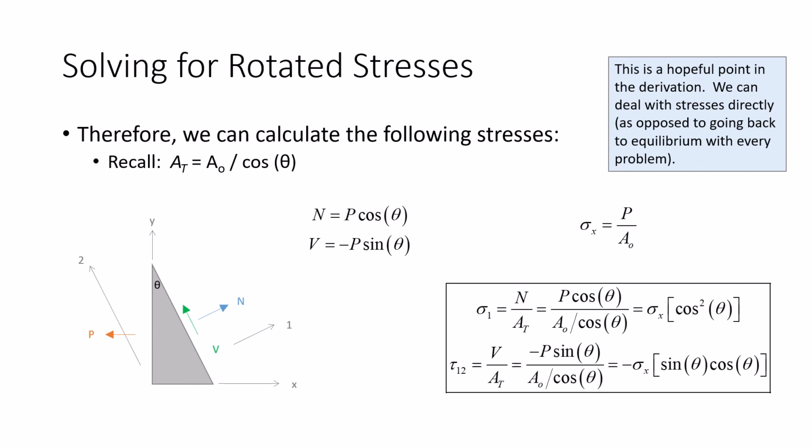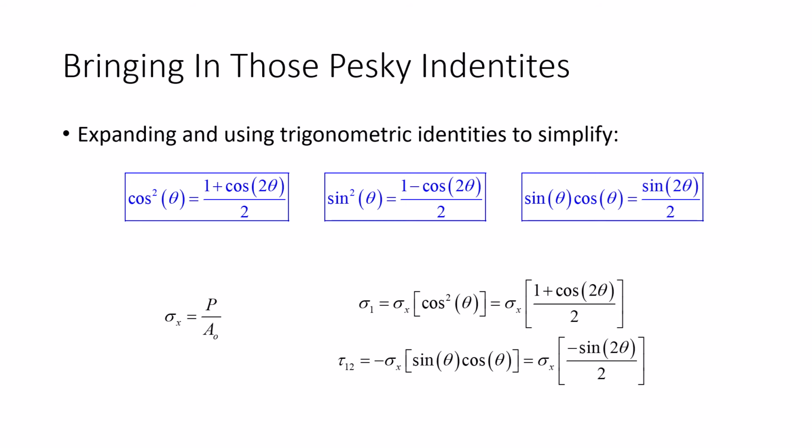Now this is a very hopeful point in the derivation, because I'm basically saying at this point that I can deal with stresses directly, but from here on out, I shouldn't need to go back to equilibrium every time I do a stress transformation, because I have sigma 1 equals the original stress times the trig. Okay, so I don't have to go back to equilibrium anymore, and that's going to make moving forward, hopefully, a lot simpler. All right. Everybody good?